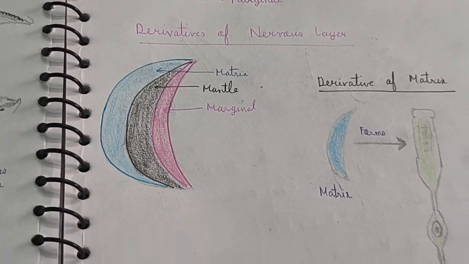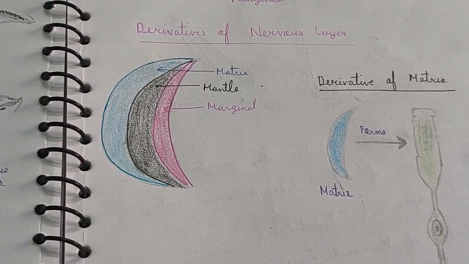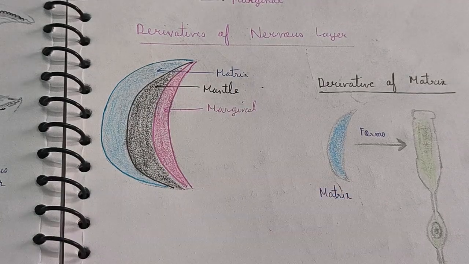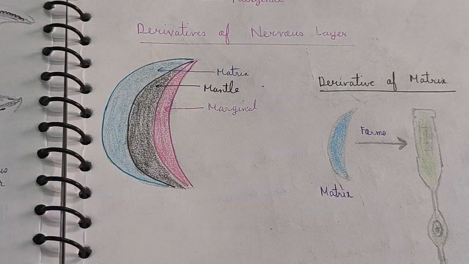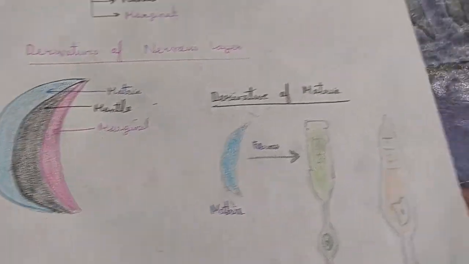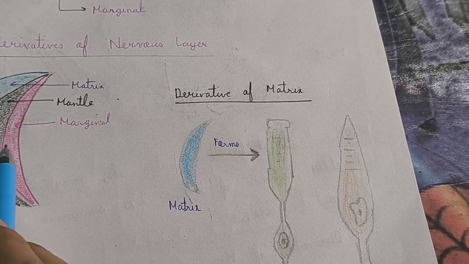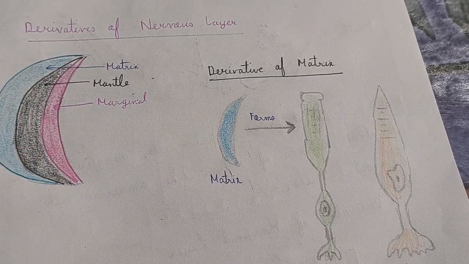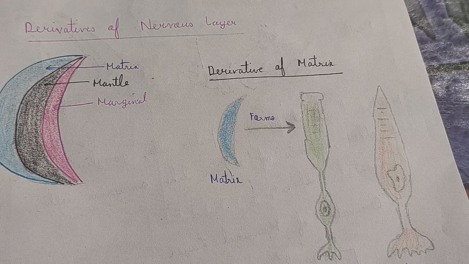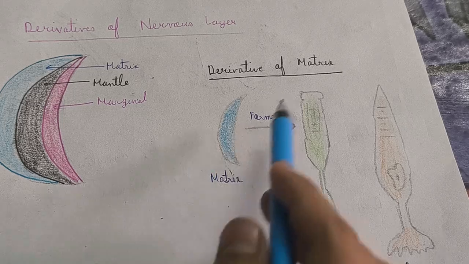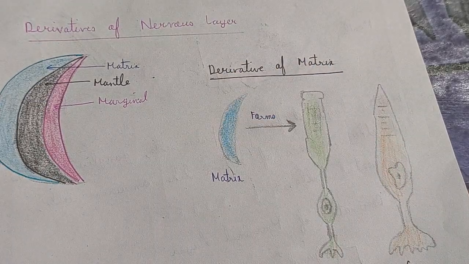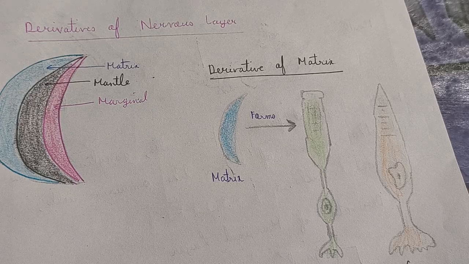Now I want to discuss the derivatives of each of these parts, the derivatives of the nervous layer. So matrix, mantle and marginal are the different divisions of the nervous layer. First of all, let's discuss the derivatives of the matrix.